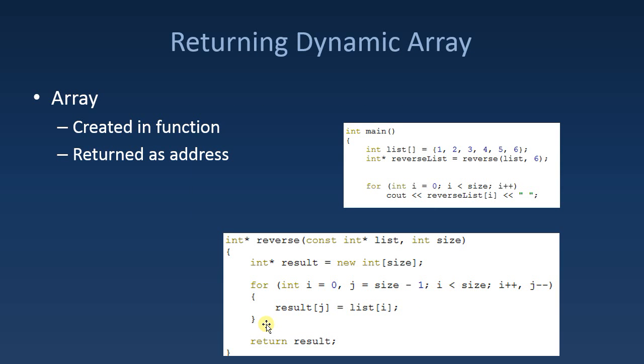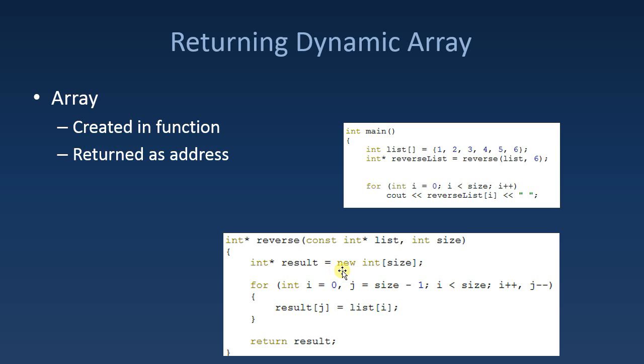So the book example for returning a dynamic array, this is how it works. We've got the main function. It creates a list of numbers, 1 through 6, and then we call this reverse function, and we pass it the array, and we pass it the size of the array. So the reverse function takes in a memory address, which is what an array is. It's constant, so we're not going to mess up that one, and the size. We use that size to make a new array of integers with size 6 in this case. So we throw that out in the heap.